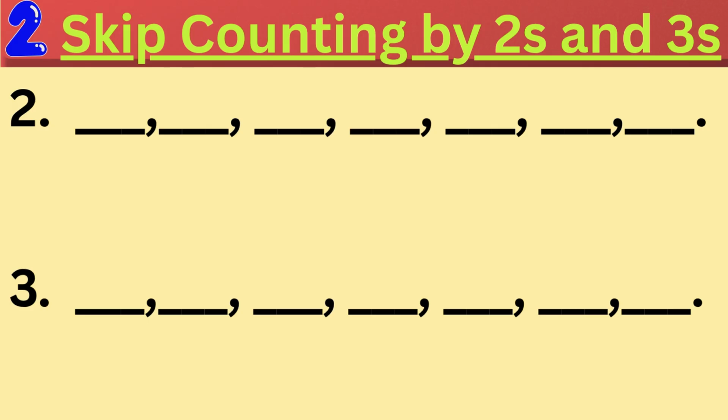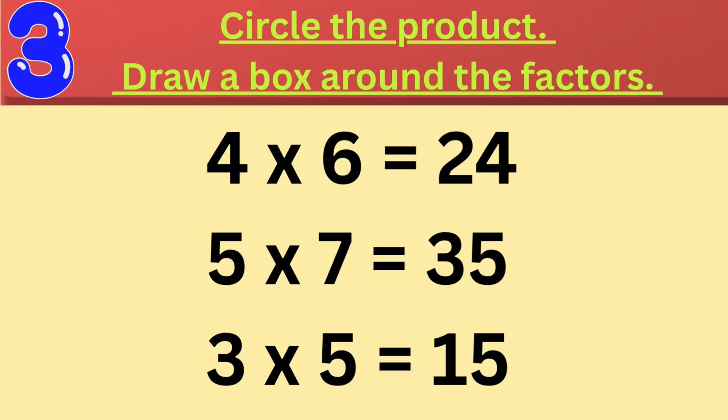Number 2. Skip counting by 2s and 3s by filling in the missing numbers. There are 7 blanks to skip count in each line. Number 3. Look at each of the multiplication sentences shown. Rewrite the problem and circle the product. Draw a box around the factors. The multiplication sentences are 4 times 6 equals 24, 5 times 7 equals 35, and 3 times 5 equals 15.